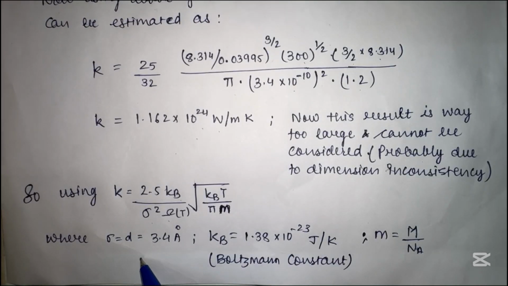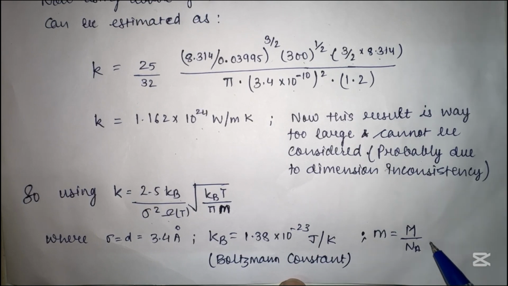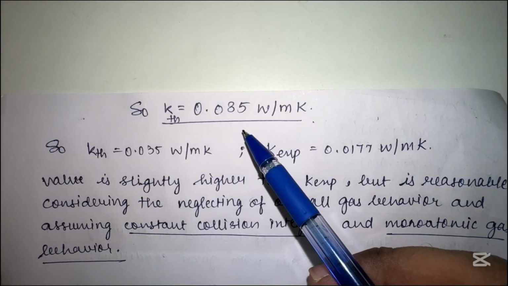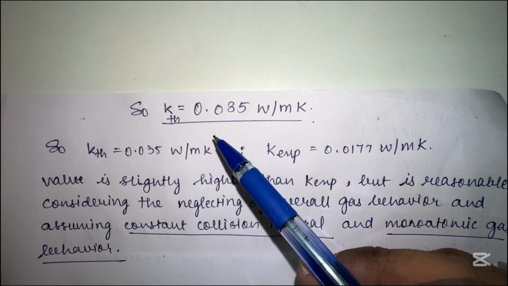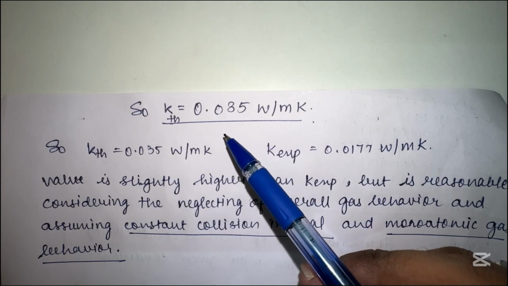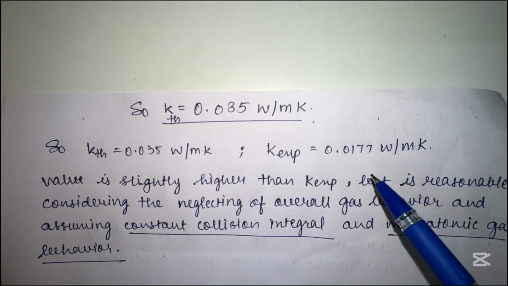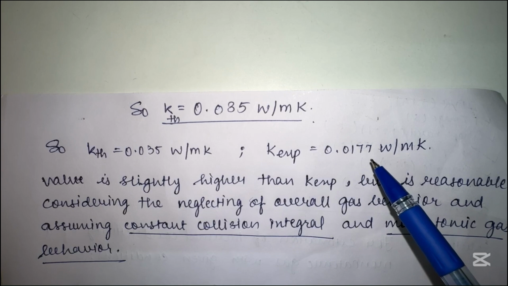Now the values of molecular diameter and the Boltzmann constant are given, and considering m is equal to molar mass upon the Avogadro number, we can calculate the thermal conductivity at the given details. So putting the values into the given equation, we obtain the theoretical value of thermal conductivity as 0.035 watt per meter Kelvin, which is in a comparable range to the experimental value mentioned in the question.